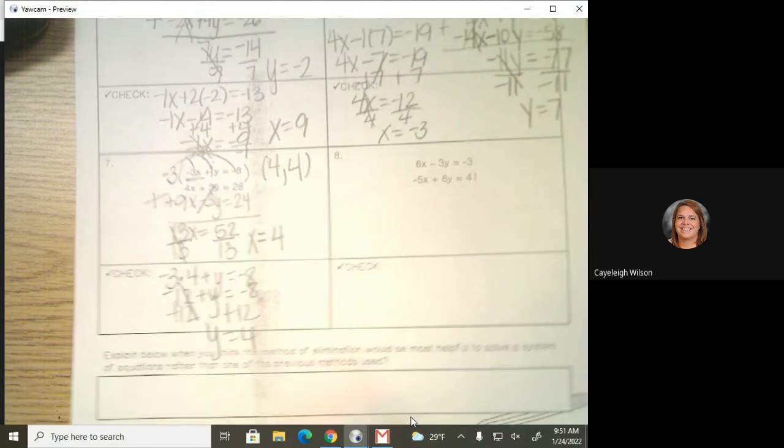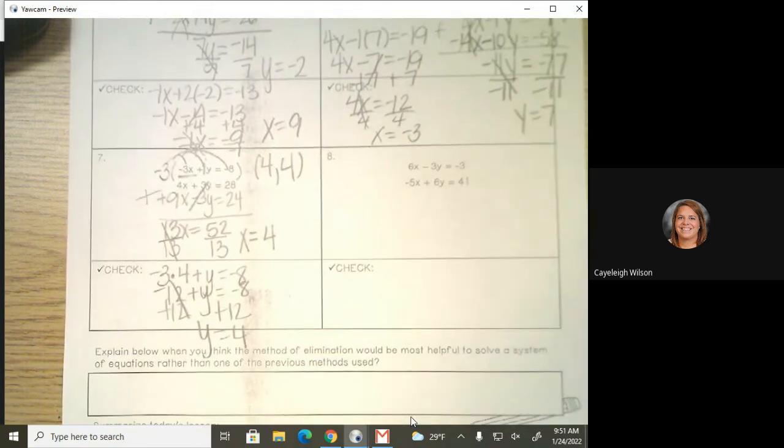All right, we'll let you all try number 8 all by your lonesome. Looks like we're not going to have time for homework today. So be looking at number 8. Figure out what you're going to have to multiply by after you choose which variable to eliminate.